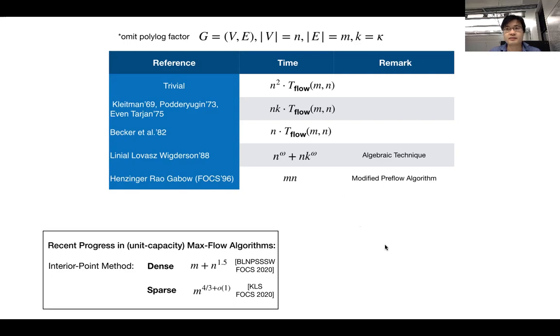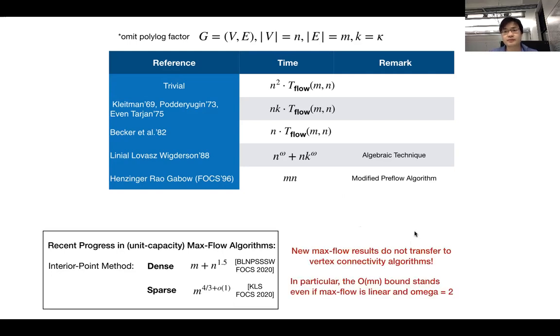The interesting point here is that even though there has been progress in max flow algorithms, this progress generally does not transfer to vertex connectivity algorithms. So basically the new results do not transfer. In particular, the bound mn stands even if we make a very strong assumption that we can have linear time max flow and even omega equal to 2. Then we don't know how to break this bound.